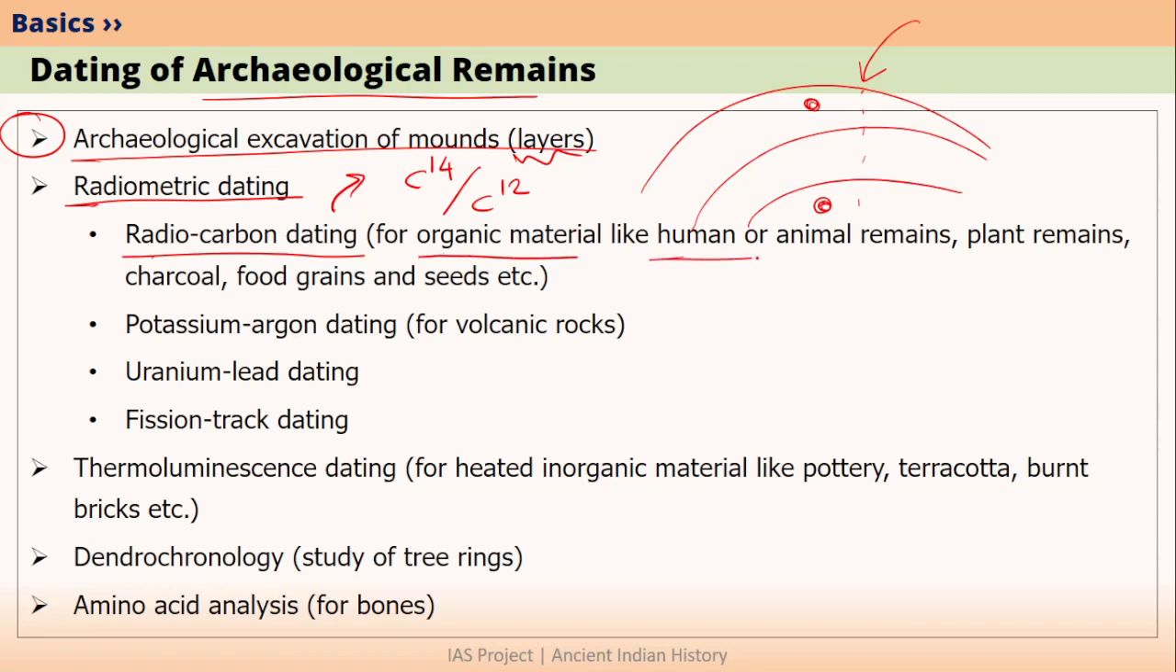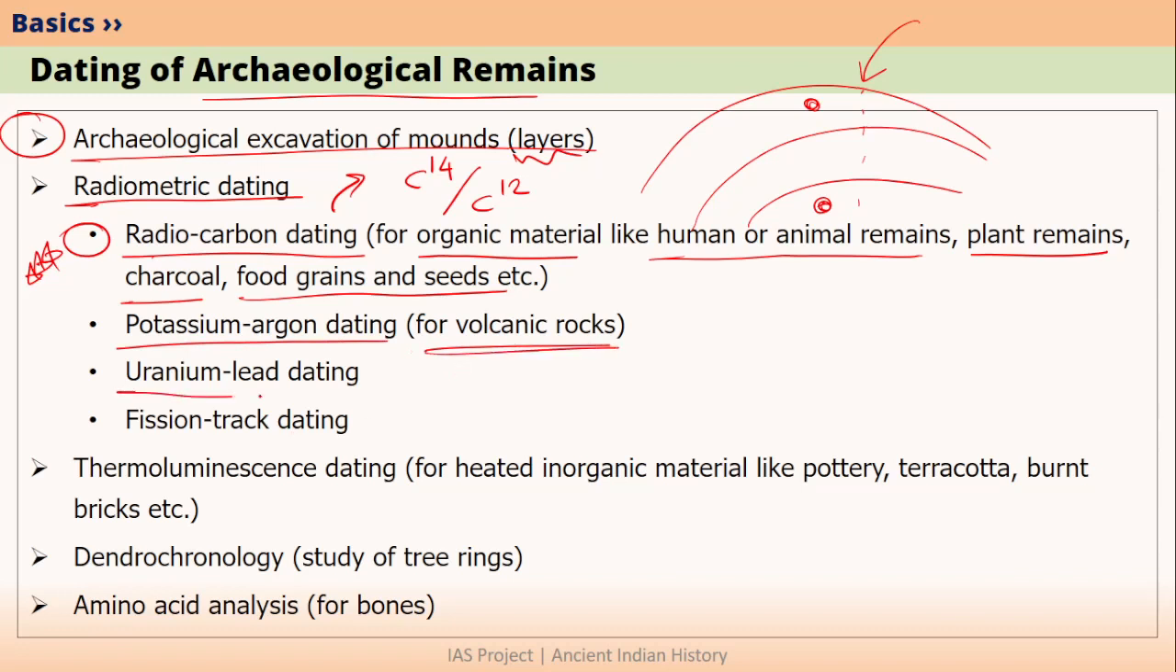For example, human and animal remains like bones or skin, leather, etc., or plant remains or charcoal, food grains and seeds and other objects. This is very important as far as radiocarbon dating is considered, because radiocarbon dating cannot be used on stone tools. Another type of radiometric dating is potassium argon dating, which is mainly used for dating of volcanic rocks. Similarly, uranium lead dating is used for dating of earth. Another type of radiometric dating is fission track dating. We also have many other radiometric dating methods which are not given here.